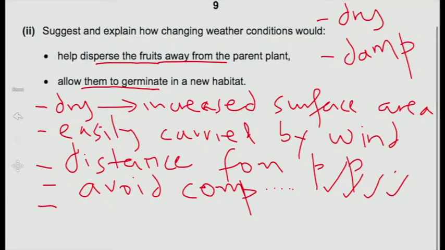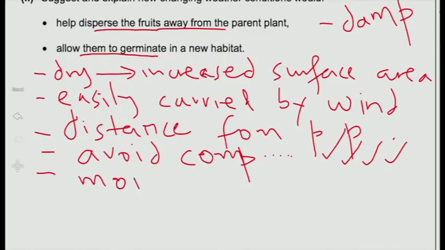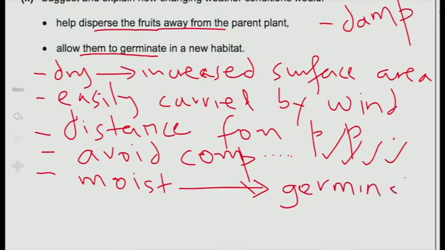So that's with regard to the dry fruit. Now let's get to the wet fruit. The wet fruit, its advantage is that it's wet. It's got moisture. The moisture content is a requirement for the germination.